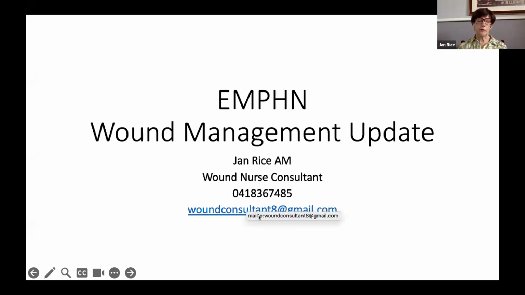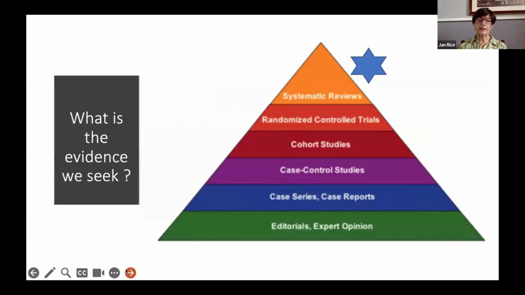I'm going to focus on papers that you can access freely. But before I start on that, I would like to start by asking the question of what is the evidence that we look for? And you can see that I've got the star next to the systematic reviews.